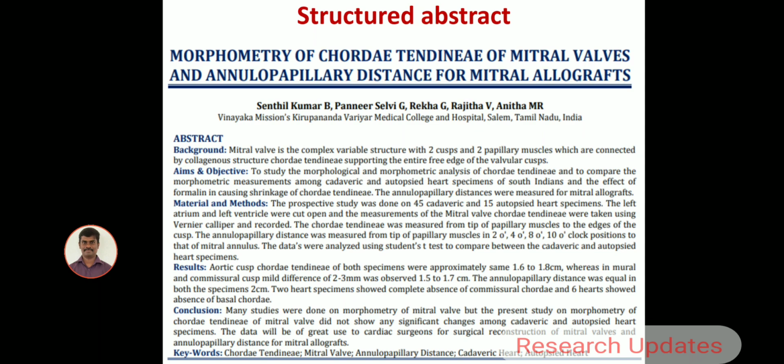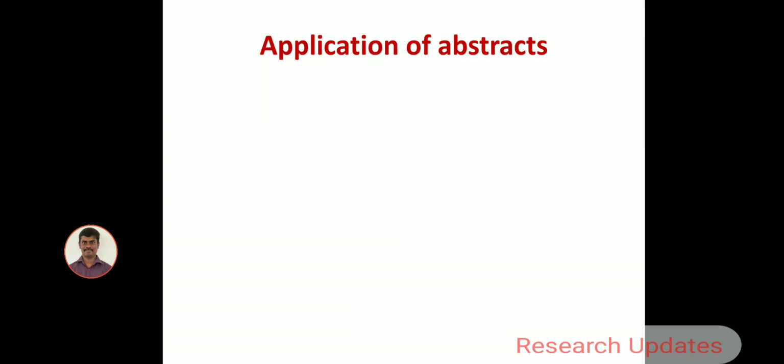So when we come to the formats of abstracts, there are 2 formats. One is unstructured and the other one is structured. Unstructured, we just put it in a paragraph about a topic or about a work, whereas in a structured abstract, we split it up into 5 headings starting from background, objectives, materials, methods, results and conclusion. So these are the 2 formats of abstracts.